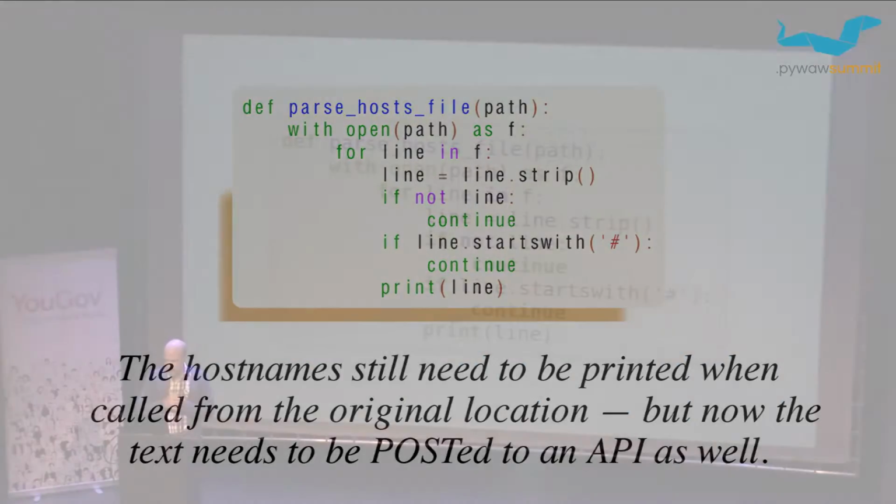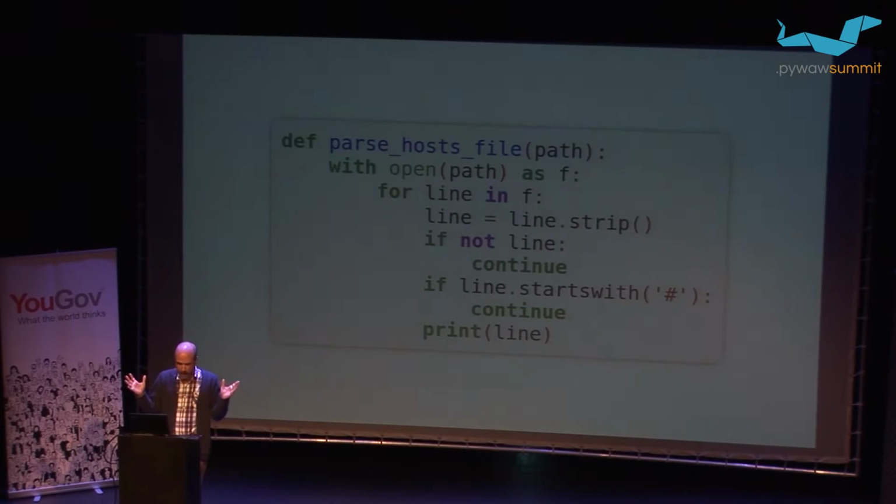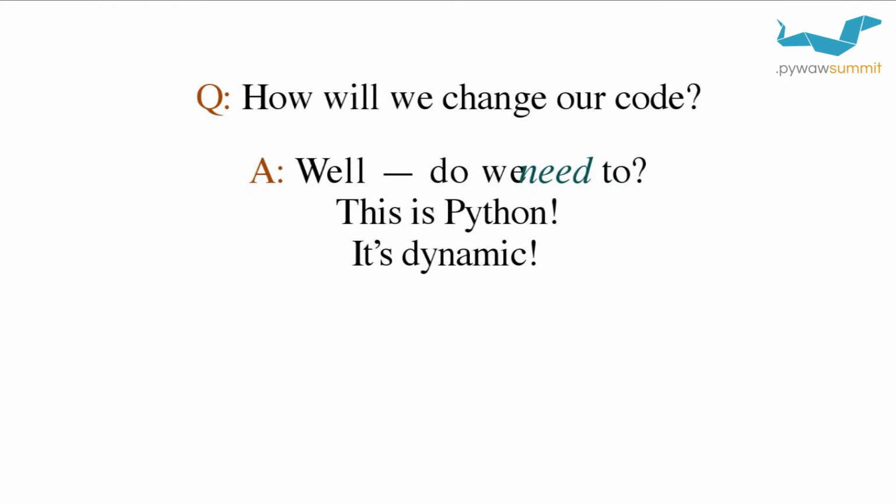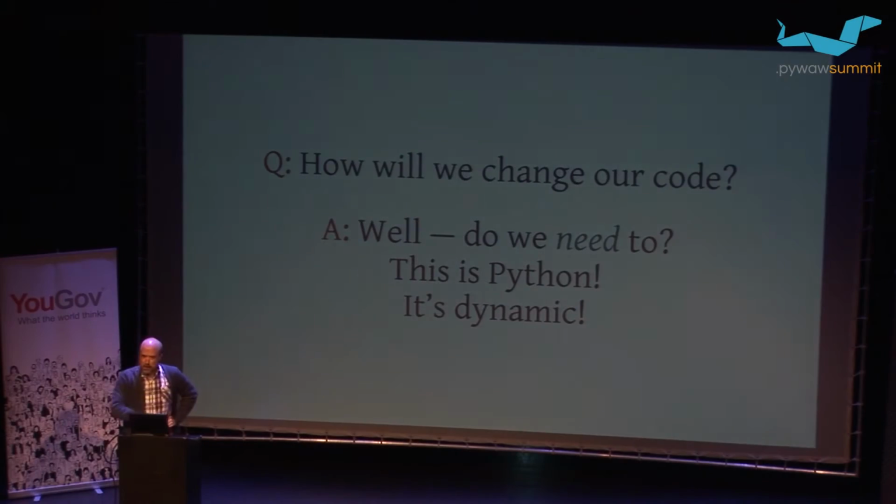Because right down there in the bottom, non-optional at the moment, is this print statement. What could I do to send this line, this data, to a web API instead? Well, maybe the question is misguided. How will we change our code? Why should I change the code?